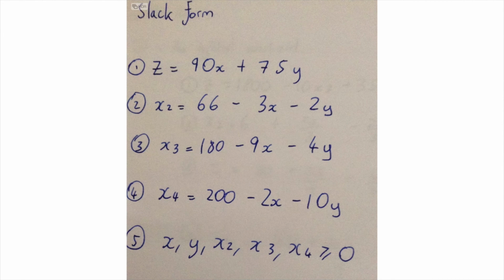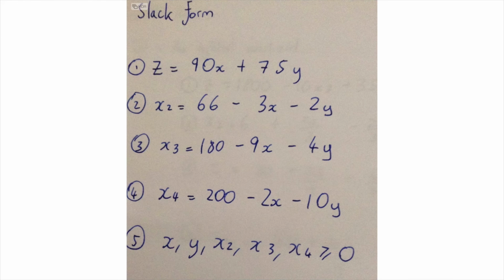We now convert to slack form. We introduce slack variables x2, x3, and x4, which are assumed to be non-negative, and so we constrain them to be greater than or equal to 0. We rewrite the equation as follows, such that now the slack variables measure the tightness of the constraint.